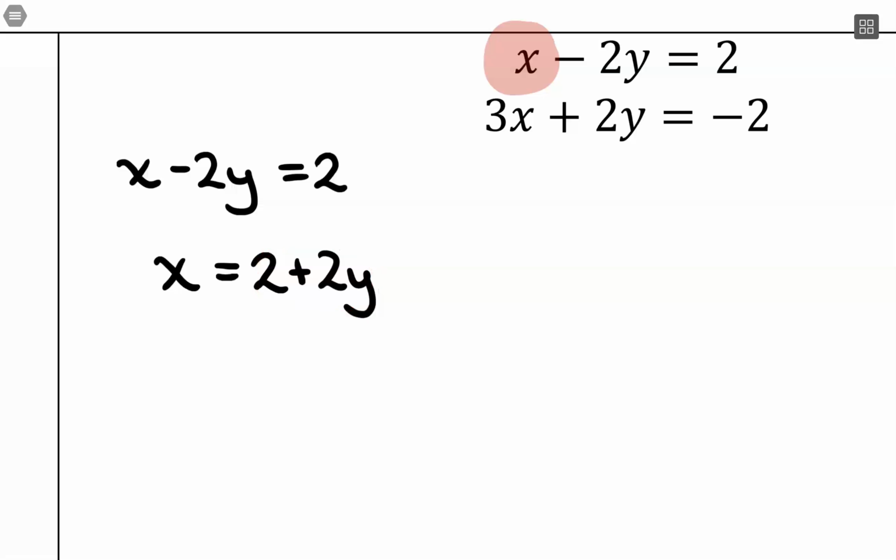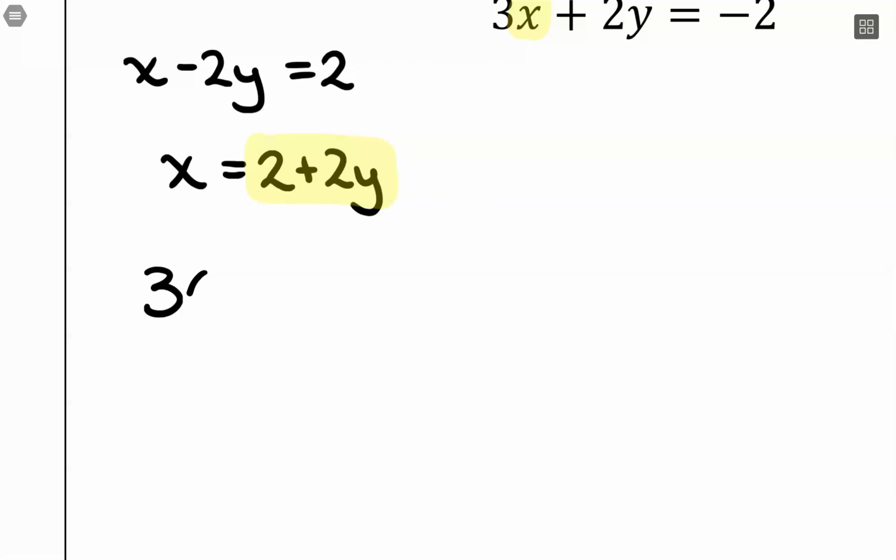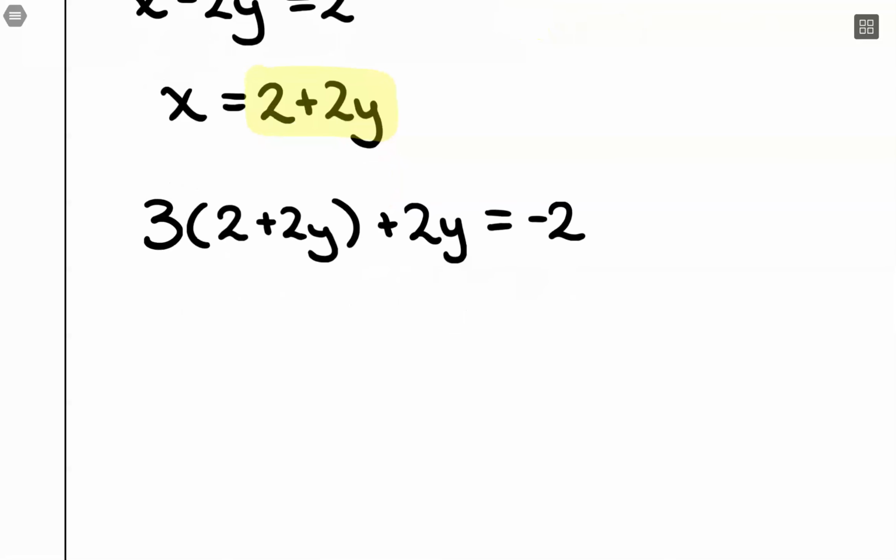So what I want to do is take this expression that I just solved for, this 2 plus 2y, and plug it into the other equation. I used that first equation, so when I substitute, I have to put it into the other equation. So what I'm going to do is see where I have x show up. So I have that 3 times x, but instead of writing x, I'm going to substitute in this 2 plus 2y. So I'm going to have 3 times, and use parentheses, 2 plus 2y, plus 2y equals negative 2. And now we're just going to solve.